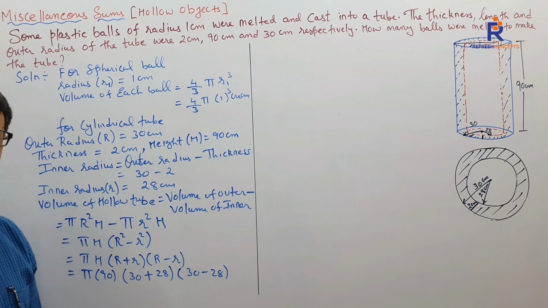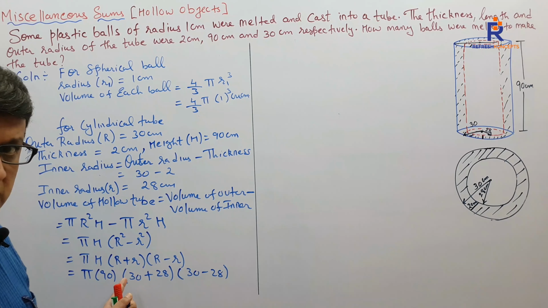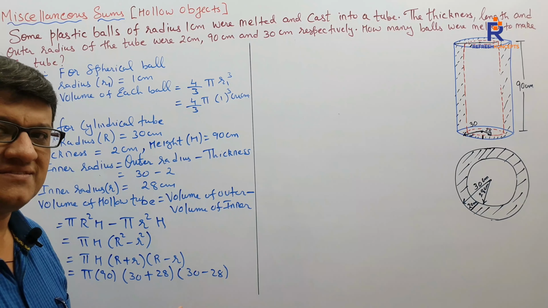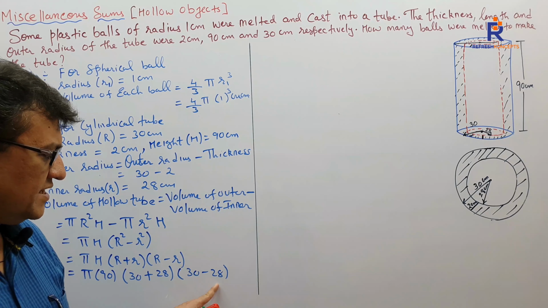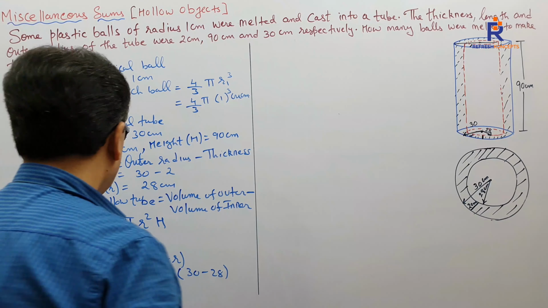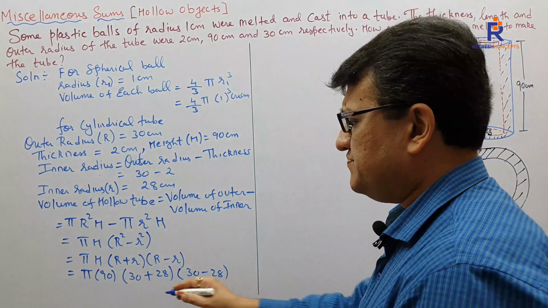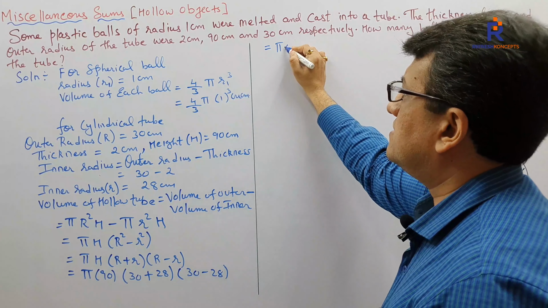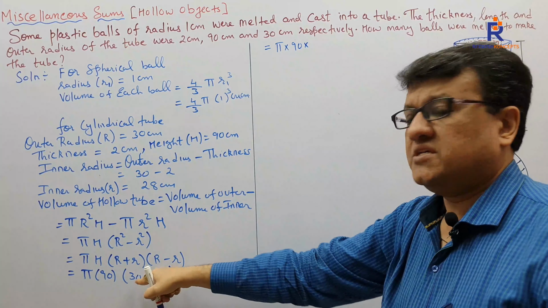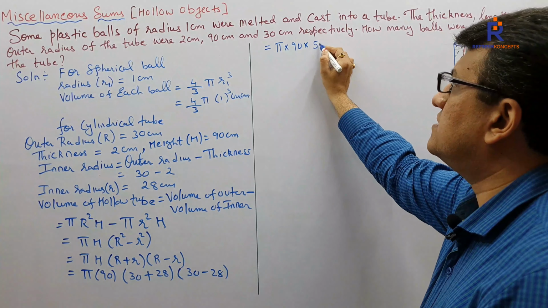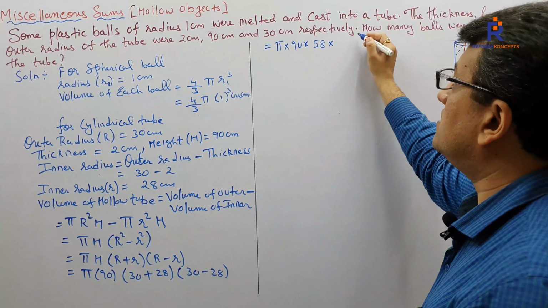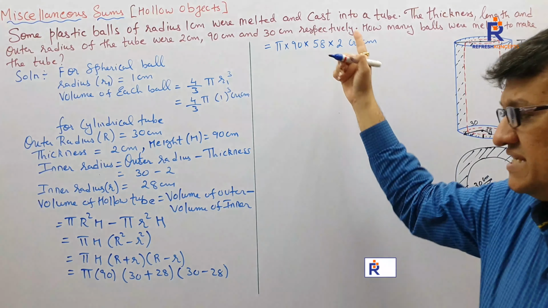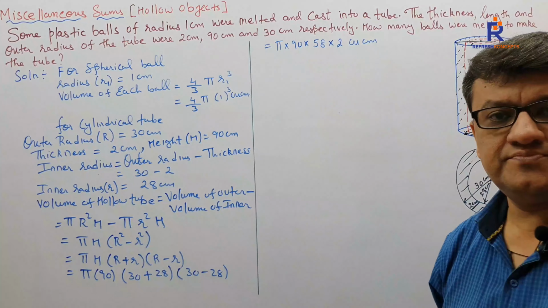Children, I'll just tell you, whenever we have a square minus b square, sums of this nature, R plus r, the sum of the radii, R minus r is always the thickness. 30 minus 28, thickness, which is 2 centimeter. We take the calculations further. So it is pi into 90 into 30 plus 28, 58, into 30 minus 28, 2, cubic centimeter. This is nothing but the volume of the hollow tube.